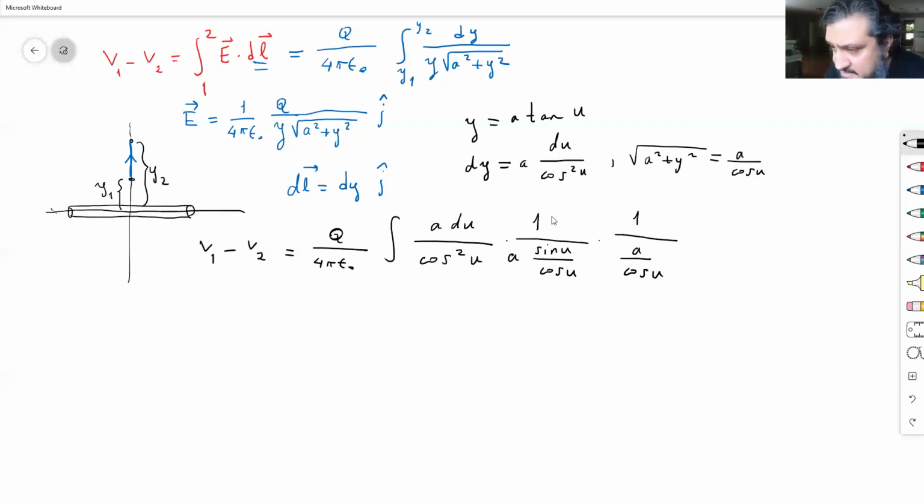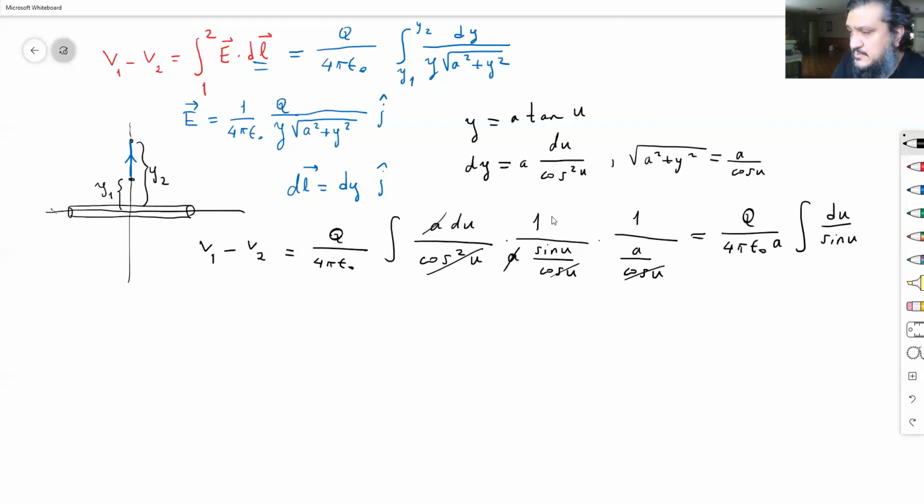Okay, so let's simplify this. How many a's do we have? A du from here, and the other from y, 1 over a tangent u. And then the square root also has an a. So this cancels that. Cosine squared u, cosine u, cosine u, so we get rid of the cosine u's as well. Okay, so q divided by 4 pi epsilon 0. There's an a here, right? And the integral of du divided by sine u.